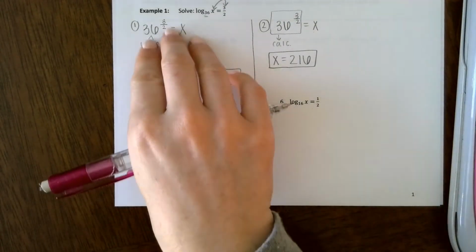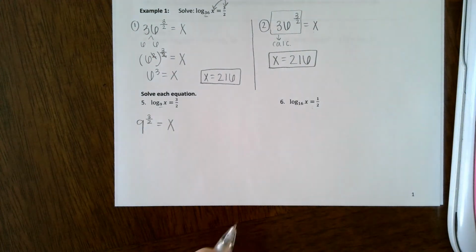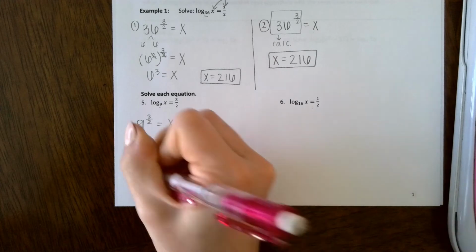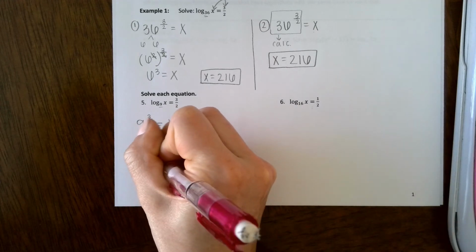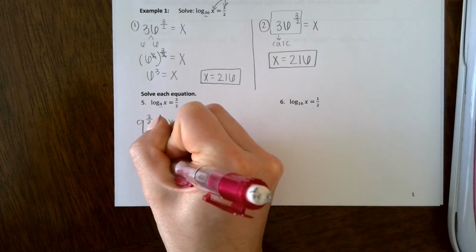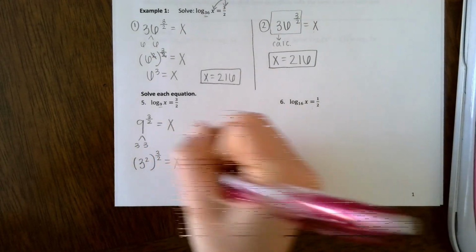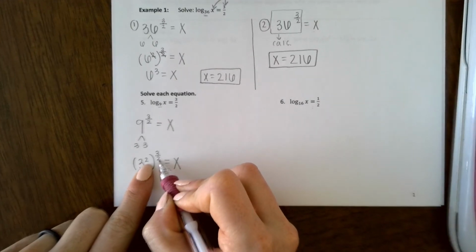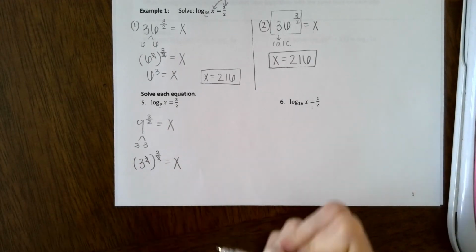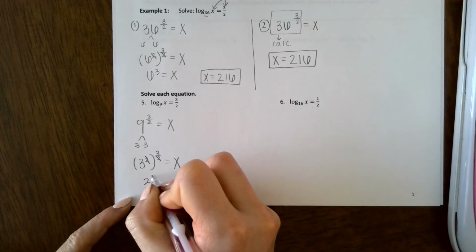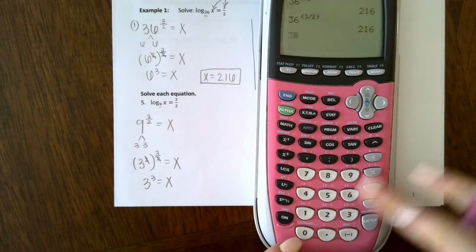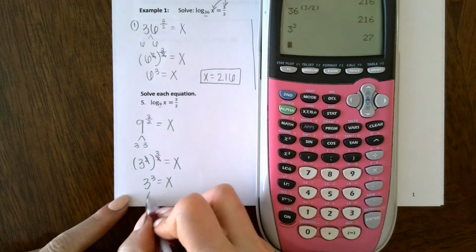I'm going to solve this both ways. First I'll do it by hand, and then I'll use my calculator to check my work. 9 breaks down into 3 and 3, so instead of 9, I'm going to write that as 3 squared. I'm keeping the exponent of 3/2, and it's still equal to x. I'm noticing this 2 and 2 in the denominator, so those cancel, leaving me with 3 to the 3rd power. 3 to the 3rd power is 27.